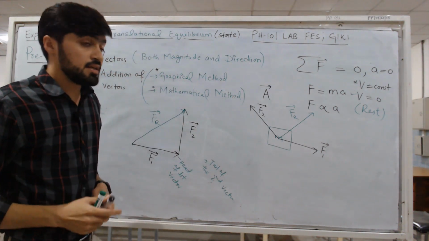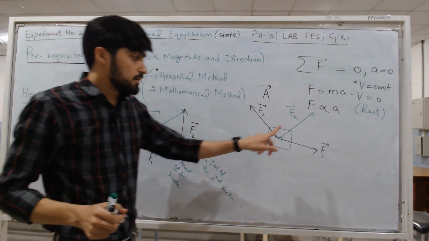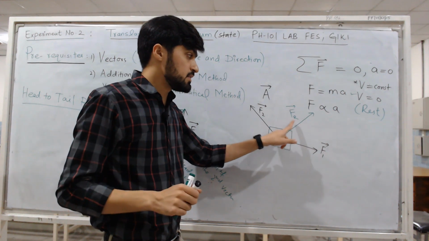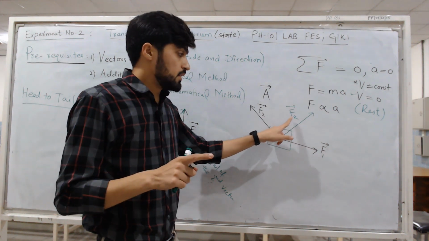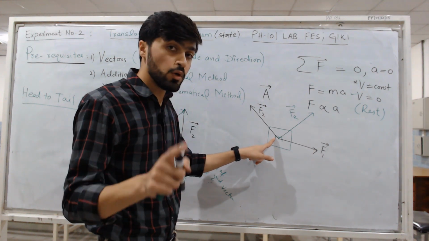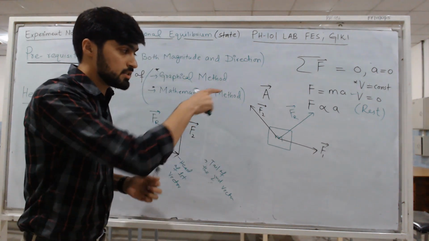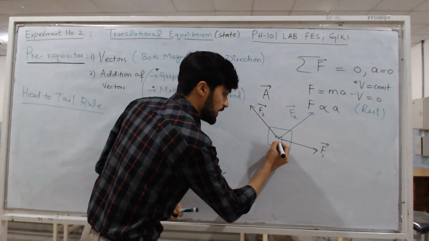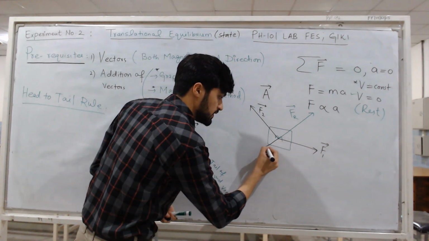Now if there is another vector that balances the resultant vector, then the vector sum of all the forces acting on the body will be equal to 0. So how to balance this Fr? If I draw an equal and opposite force in this direction.